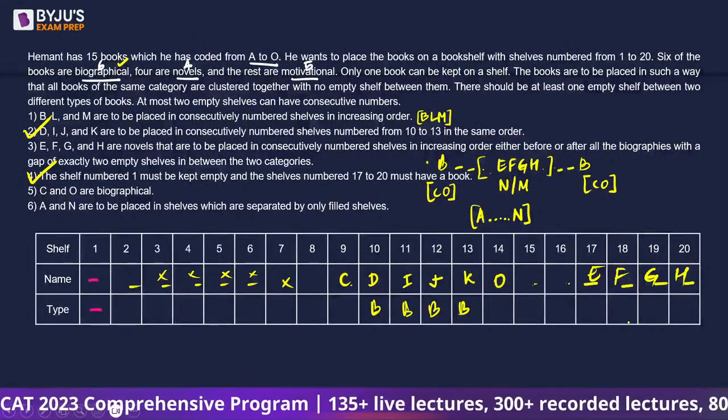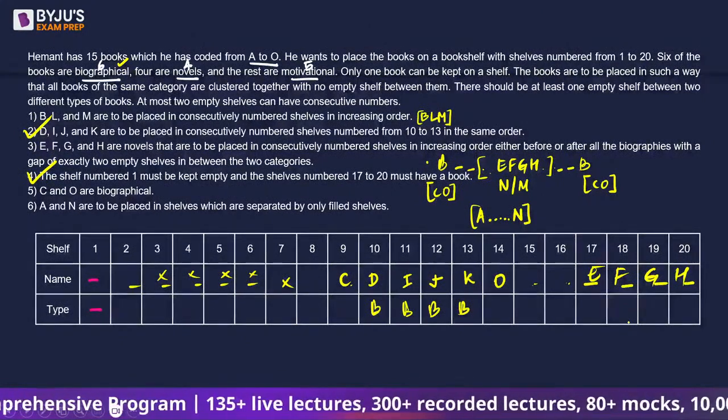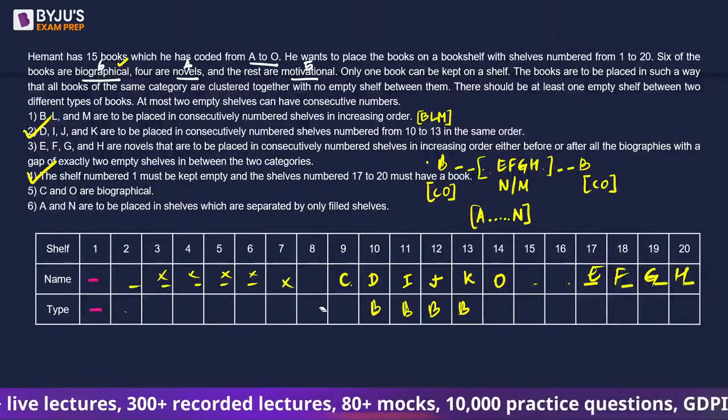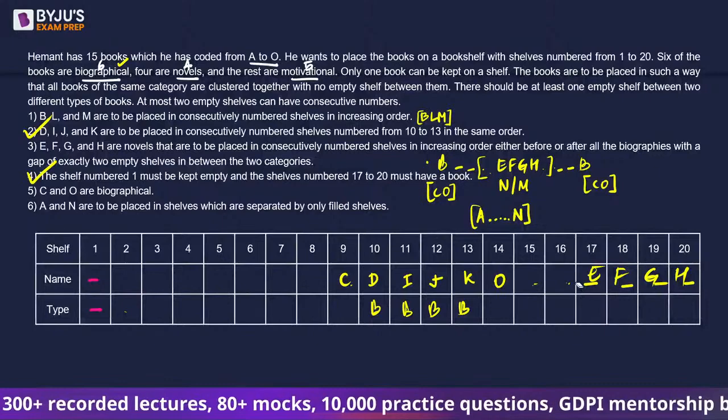Right? We can have A and N at the beginning. So this is another possibility. Okay. Let's look at the cases.